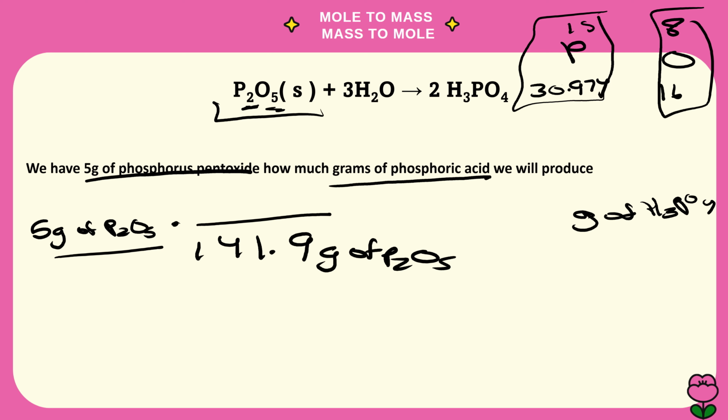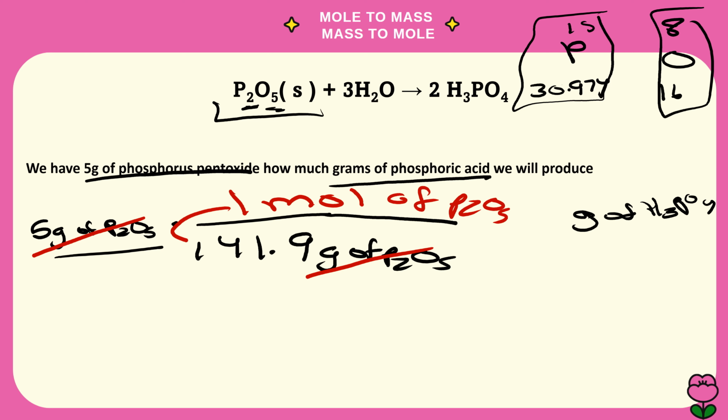Now we can cancel the grams of phosphorus pentoxide. The next step: 1 mole of phosphorus pentoxide gives us 141.9 grams of phosphorus pentoxide, so those are equal. We multiply by 1 mole of phosphorus pentoxide.